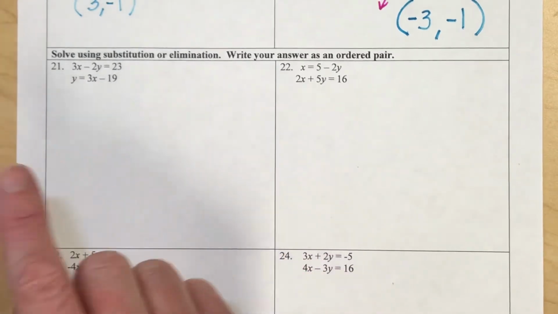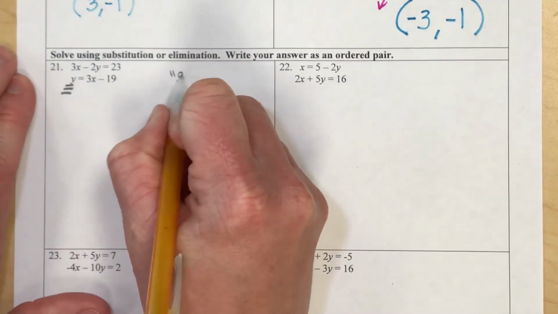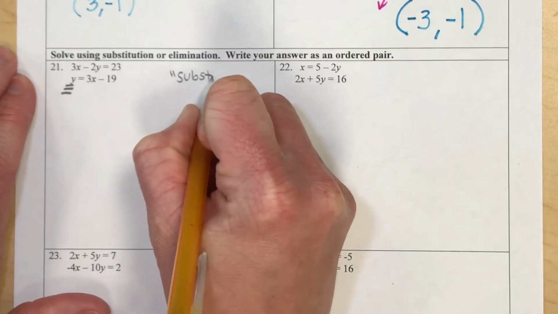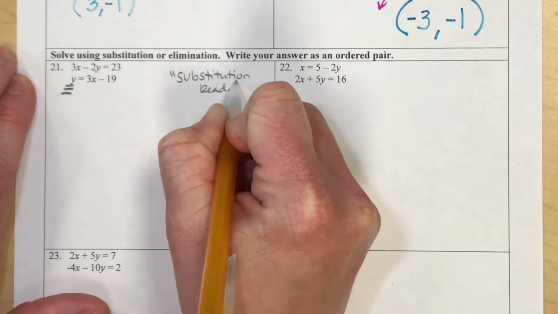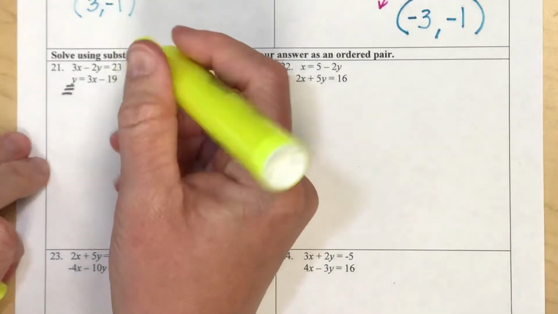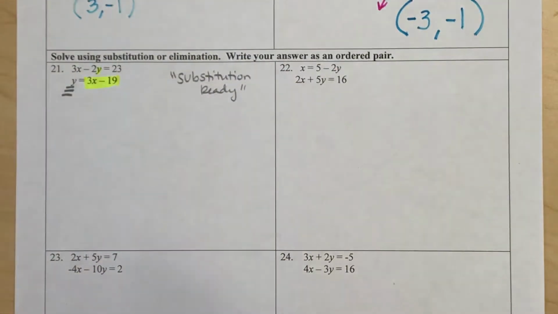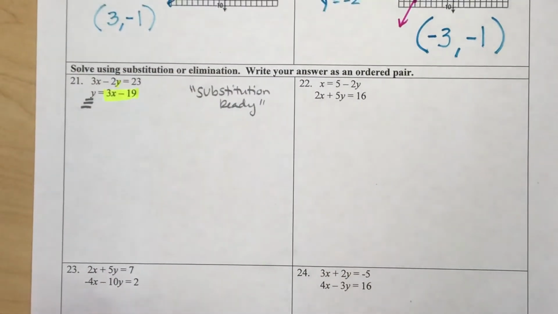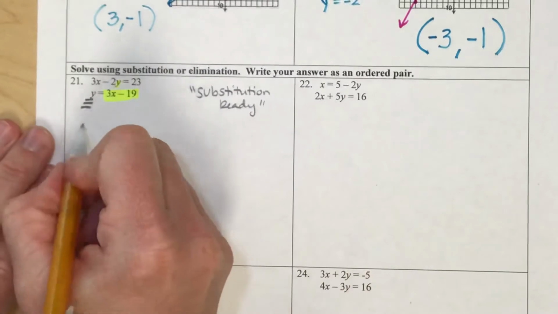Now, when I see a letter that's already solved, this tells me substitution is ready. Okay, so that's just one thing I'm noting. I'm noting that I have y equals stuff. I can plug that stuff into the other equation, and that's exactly what I intend to do here on this first one. So my first equation, I'm going to use pencil now just in case I make a mistake, it's a little easier.